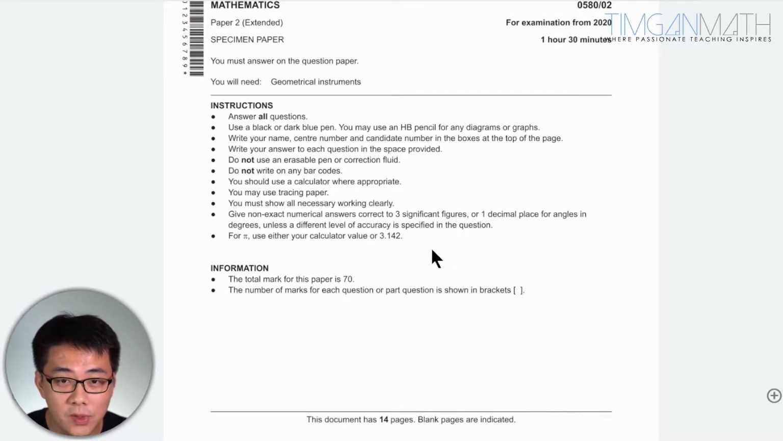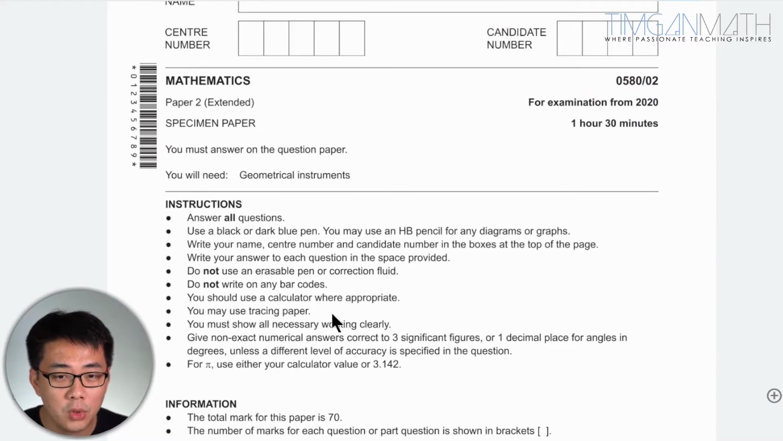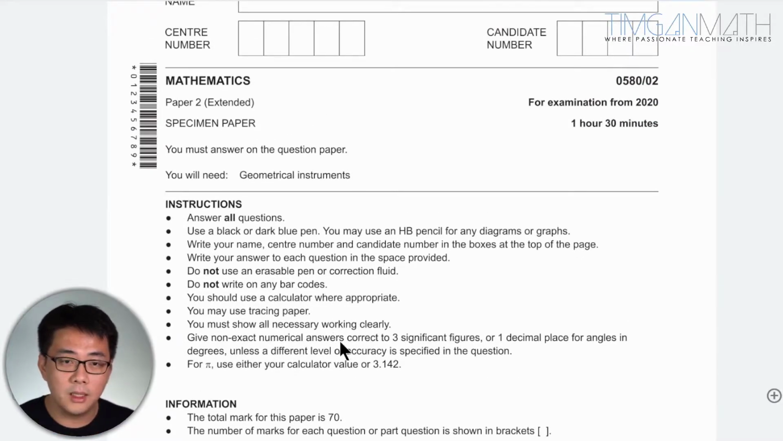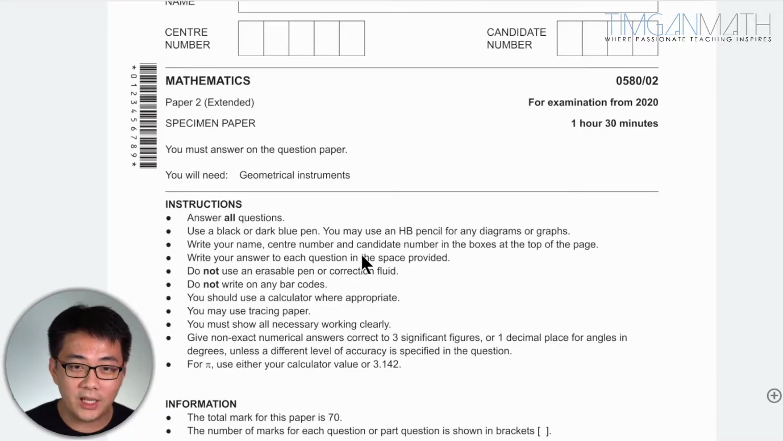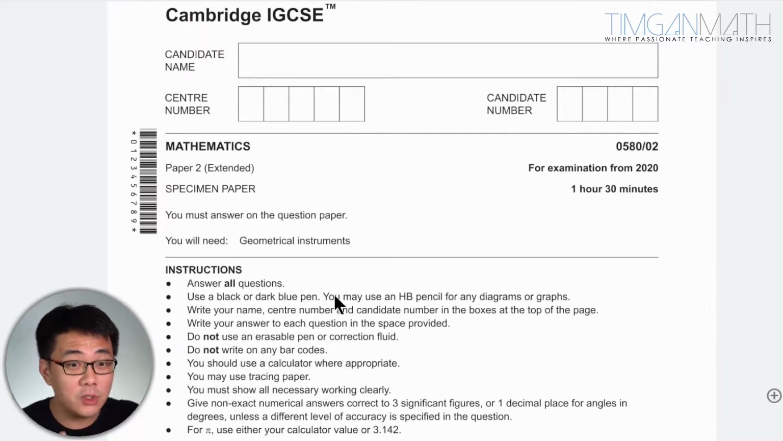Let me just read through the instructions. We are supposed to answer all questions. An erasable pen or correction fluid, do not use it. That's pretty okay. I'm not too sure whether we are given a mathematical formula sheet, but we are told to use the geometrical instruments. I was just going to solve this without thinking that there is a formula list given to you.